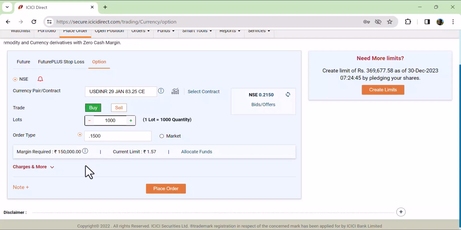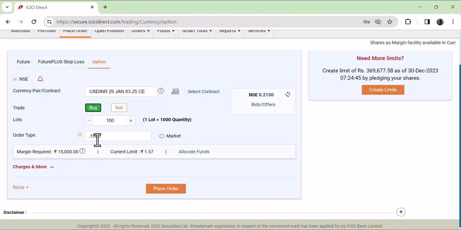So premium is how much? 150. If I take 100, the premium is how much? 15,000. Okay, so this premium I have to pay. Fine, and the margin? I don't have to look at a margin here since I'm the call buyer. The margin will be paid by the call writer. So I can just place the order.